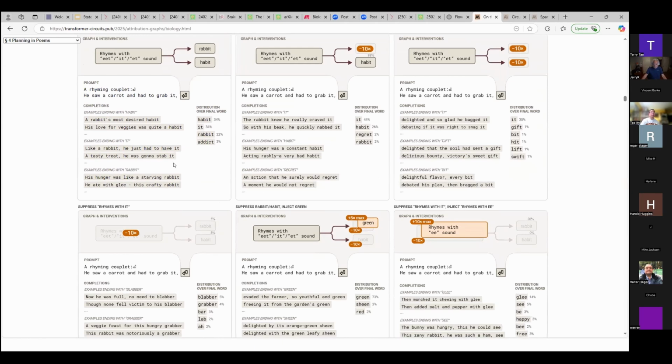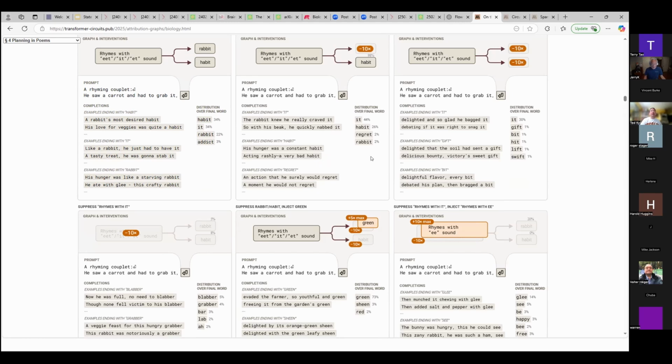Again, for time, but if you just let it complete from there, you get sentences like "a rabbit's most desired habit. His love for veggies was quite a habit. A tasty treat, he was gonna stab it." Things like that. And then if you get rid of rabbit, because it's going to now rhyme with habit, you can see the whole sentence structure changes. And so you get things like "so with his beak, he quickly nabbed it."